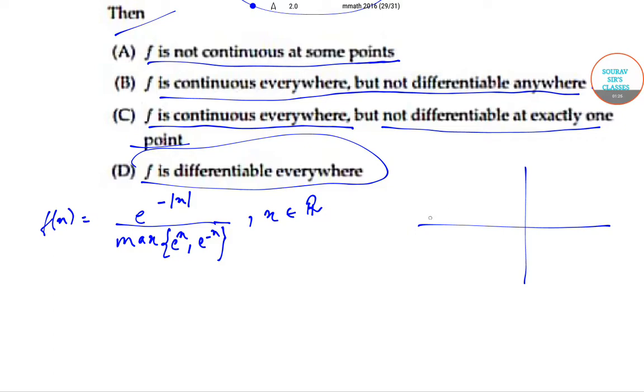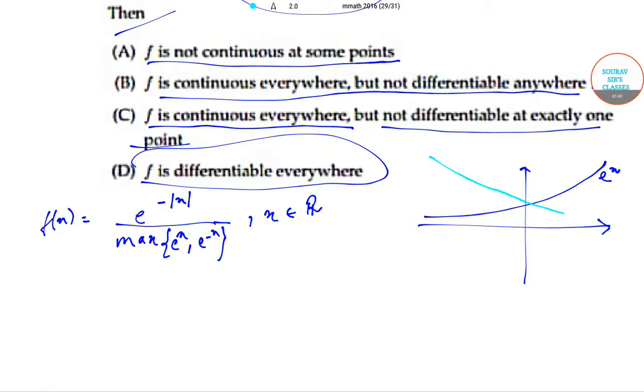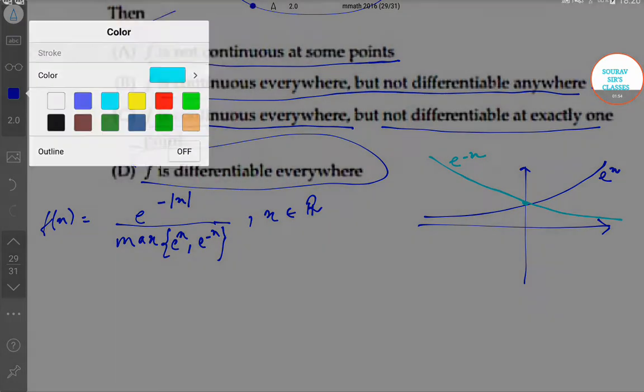Now e^x is somewhat like this. This is e^x, and similarly if we try to draw e^(-x), it will be somewhat like this. It intersects here at x equal to 0. This is e^(-x). So this is what we have got. Now let's get back to solving the problem.